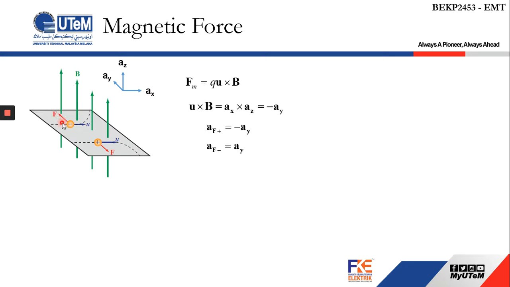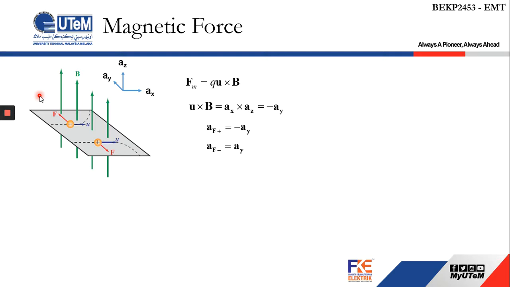This is because if you look at the equation, first of all, U cross B, so U is in the direction of positive X, so AX, and B is in the direction of positive Z, so AZ. So we have AX cross AZ equals negative AY. But for the proton, since the charge is positive, positive multiplied with negative, we are going to get negative. That's why it's moving downwards. While for the electron, it has a negative charge. So negative multiplied with the negative here, we are going to get positive Y. That's why it's moving upward.